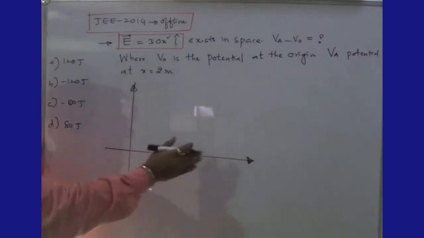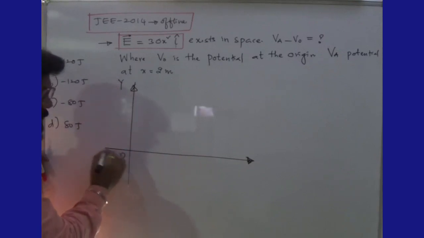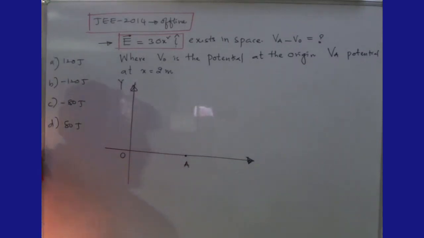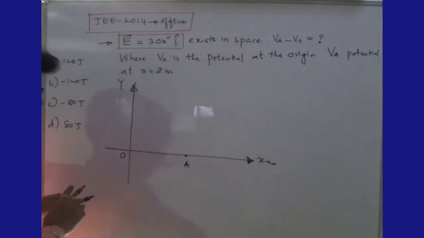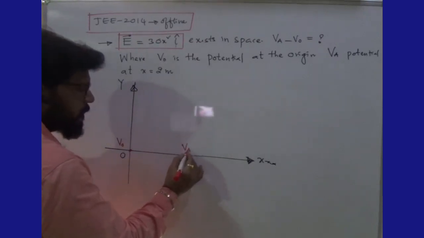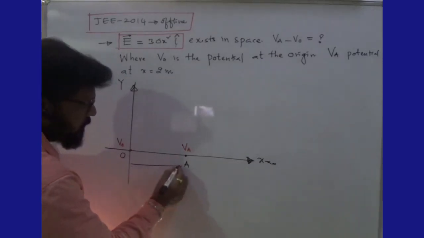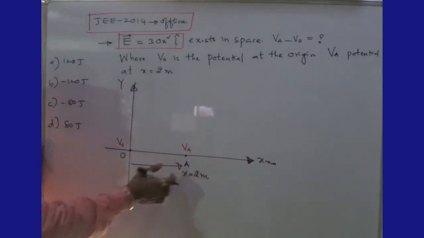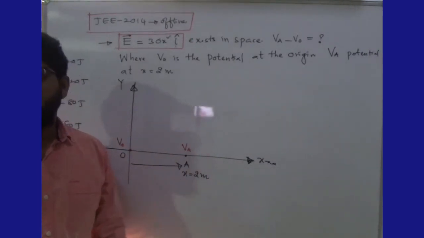Right? See, if I take this as y, this is 0. Let me take point A along the x-axis. Now I am taking along the x-axis. Let me take potentials: V naught here, and VA here. According to the problem, it is at a distance of x equal to 2 meters. So with respect to O, the origin, at A, x is equal to 2 meters. Hope that you got it.